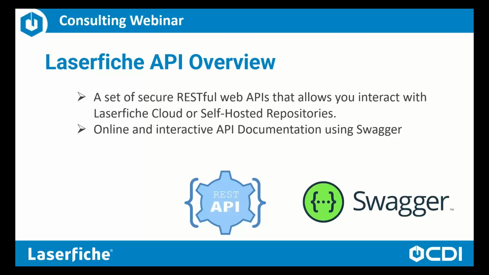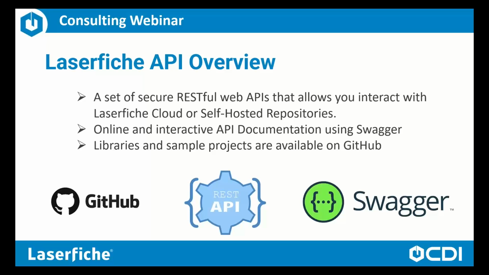The Laserfiche API provides online interactive API documentation using Swagger. Swagger is open source and interactive documentation. The documentation will show you all of the inputs and outputs from the various API methods, and will also allow you to send requests and view the responses directly through your web browser.